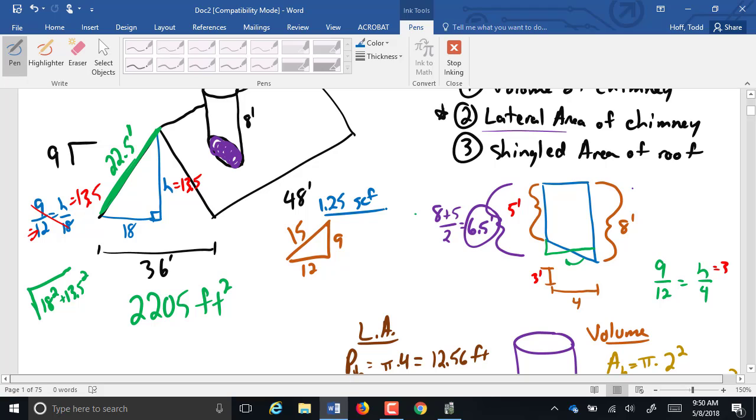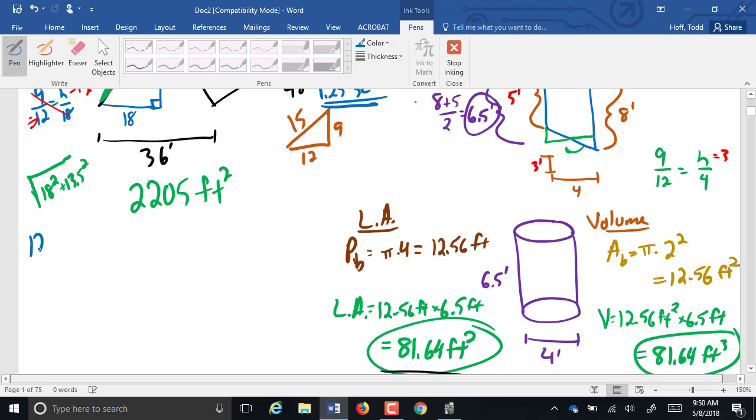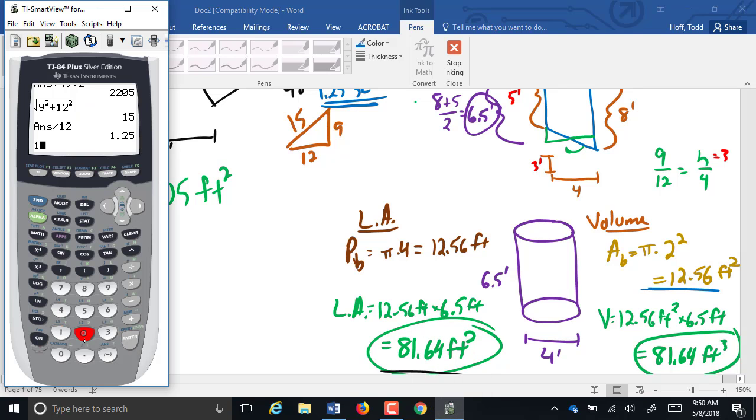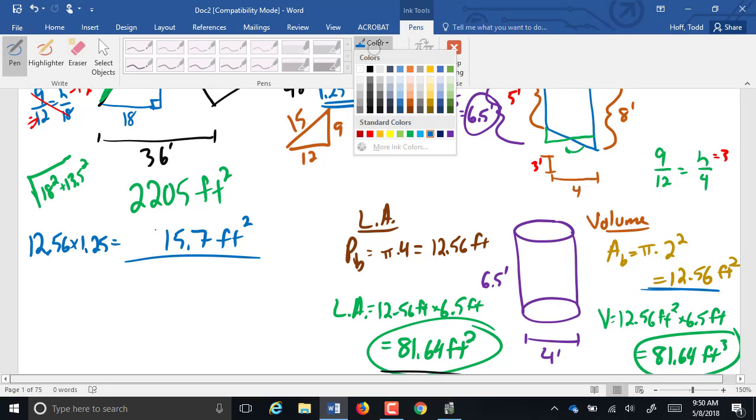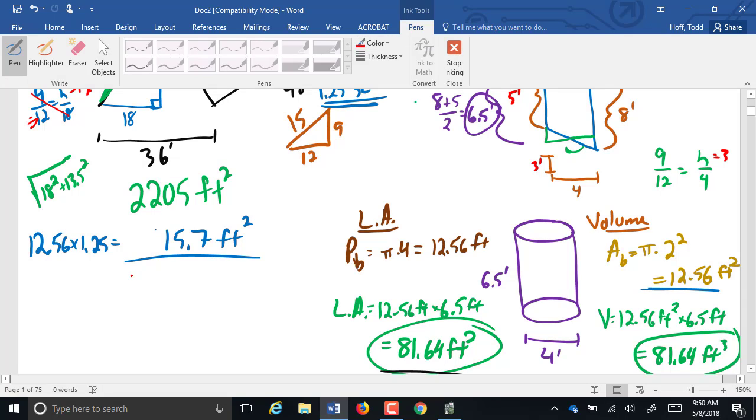So that slope correction factor of 1.25 means we can find the area of this circle and just multiply by 1.25 to find the area of that oval. 12.56, which we already found over here, times 1.25. No, it's an oval once you cut it at an angle like that. So 15.7 square feet is what we're going to lose for that hole. We subtract, that's going to give us 2,189.3 square feet.